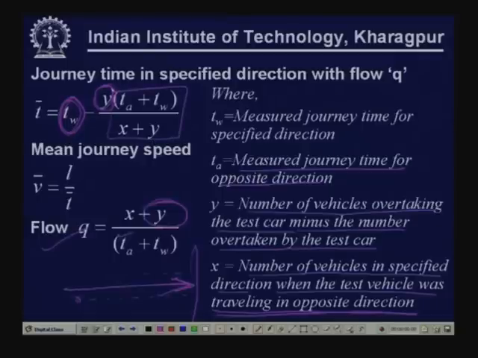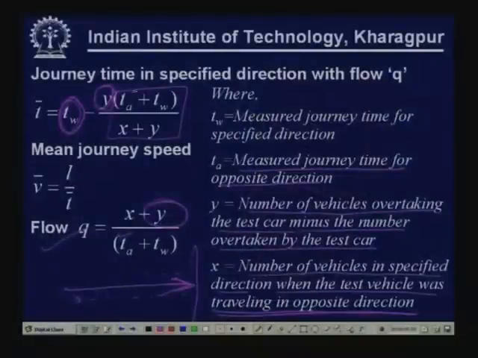Suppose overtaking vehicles are more. Accordingly, you can understand whether the test car was really traveling at a slightly lesser speed than the average traffic stream, or at a slightly higher speed than the average traffic stream. So, accordingly, this correction is applied to get the average journey time representative of the traffic stream from the measured journey time. And as I mentioned, if the numbers of overtaking and overtaken vehicles are generally equal, then this whole correction component becomes 0. So, then the measured journey time for the specified direction will be equal to the representative average journey time in the specified direction.